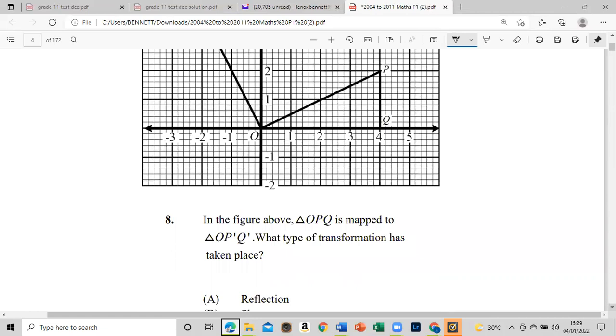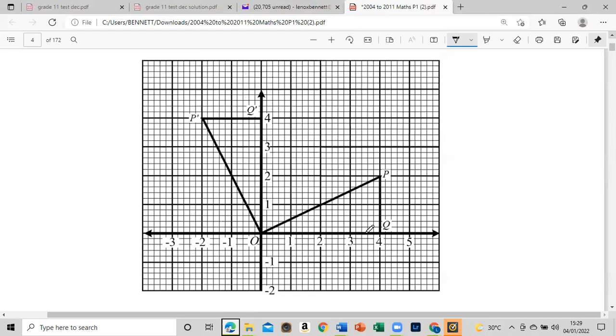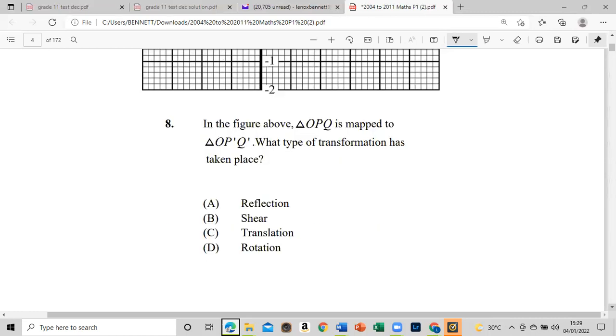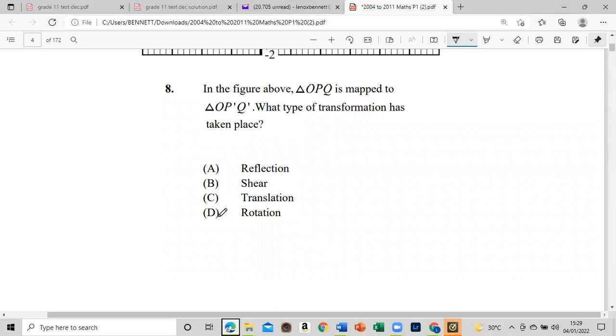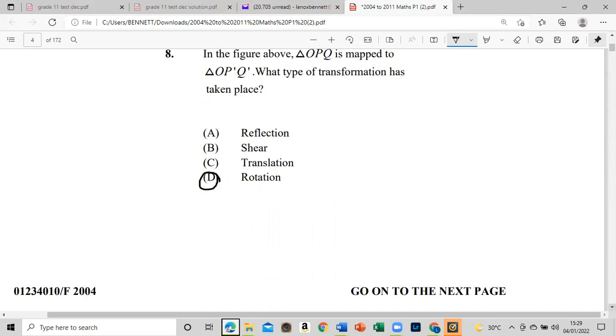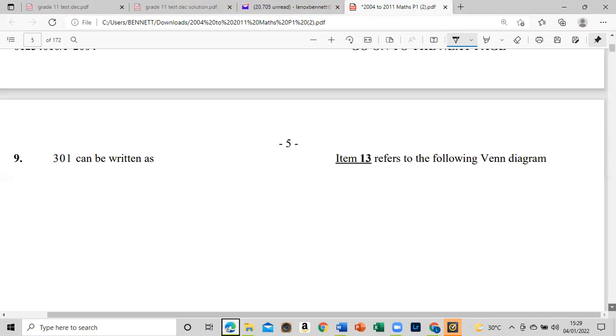All right, in the figure above, which type of transformation has taken place? So we just have to define the transformation. From P to this, obviously we can see it's a rotation, right? So that's a rotation. It can be a reflection, a shear, or a translation. Translation is down, shear is not part of the syllabus.